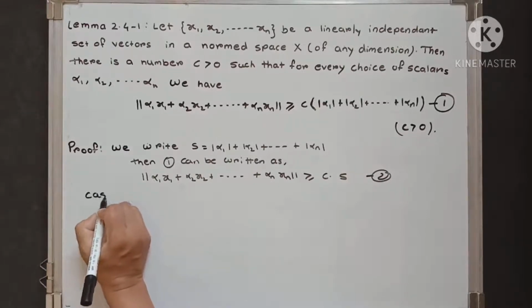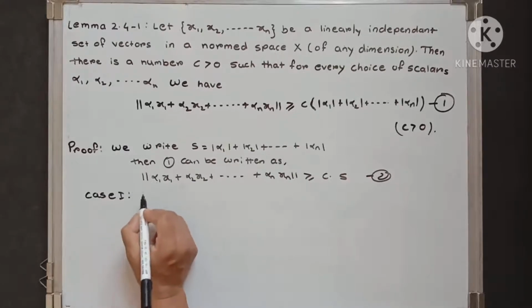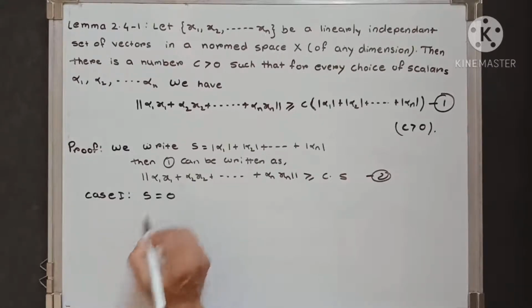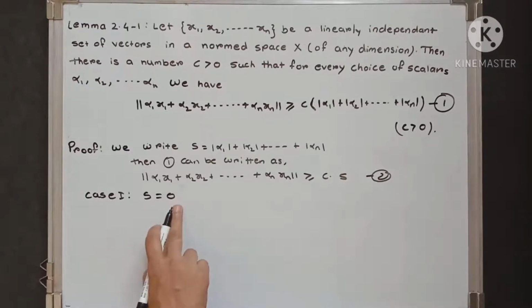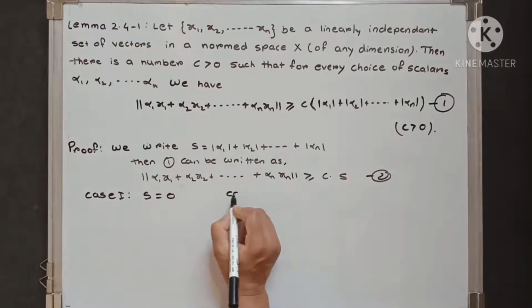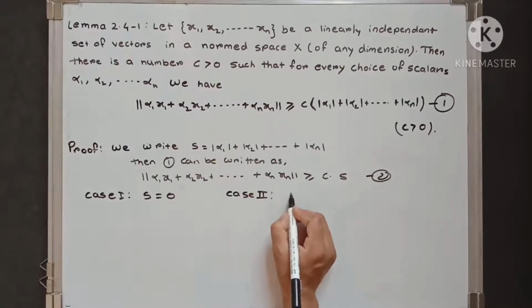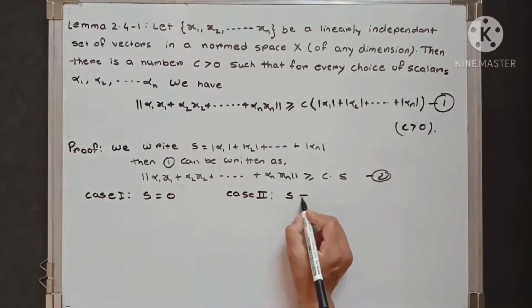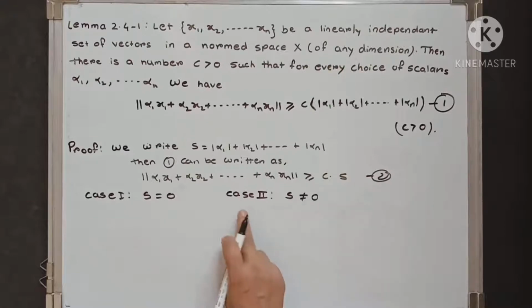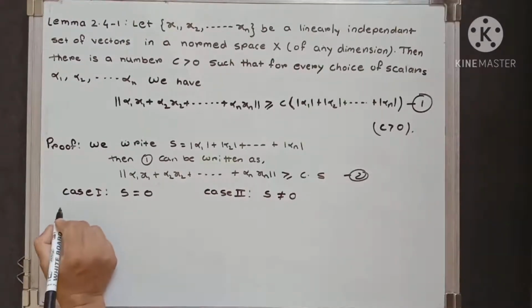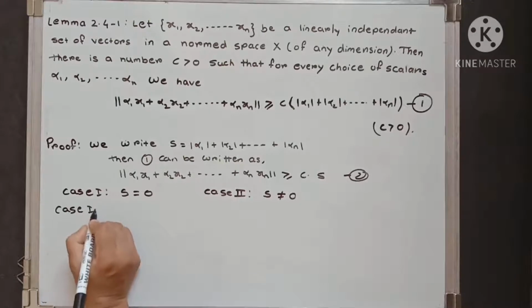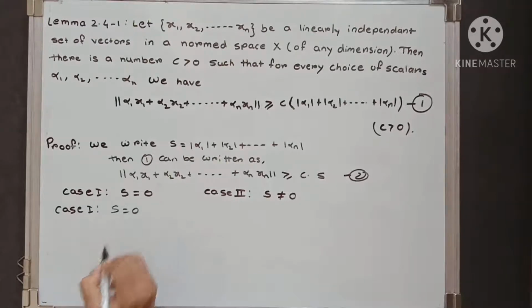In case 1, we consider s equals 0, and for this we have to prove inequality 2. In case 2, we consider s not equal to 0, and in this case also we have to prove equation 2. In this way we prove this lemma. Now case 1: here we consider s equals 0.